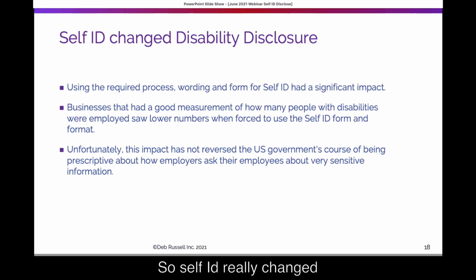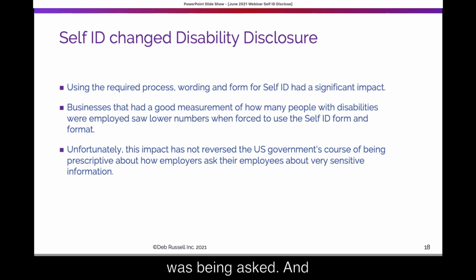So self-ID really changed disability disclosure. Using that required process and the wording and the form, it had a significant impact. And it wasn't just Walgreens that saw a drop in their statistics about how many employees with disabilities they had. And again, that drop did not happen because they were no longer employing those people with disabilities. It was because those people were no longer comfortable answering the question. So businesses who had a great measurement, understanding who was there, saw these lower numbers and started to question whether it had to do with how they were employing people or whether it was just about how the question was being asked.